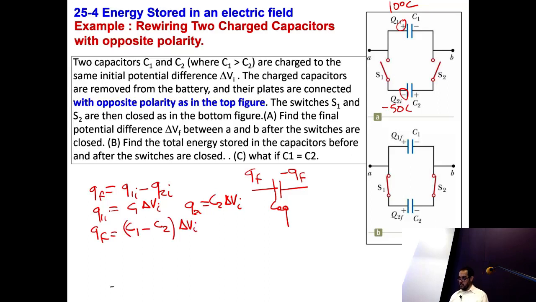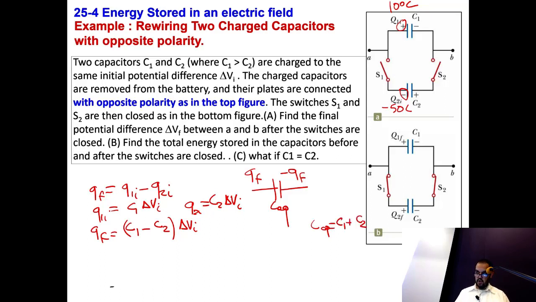Okay. Now this is the equivalent capacitance. What is the equivalent capacitor when two capacitors are connected? In this case, they are connected in parallel, okay, because they are touching on both sides. What is the equivalent capacitance? The sum of the capacitances. So I can write C equivalent is actually equal to C1 plus C2.